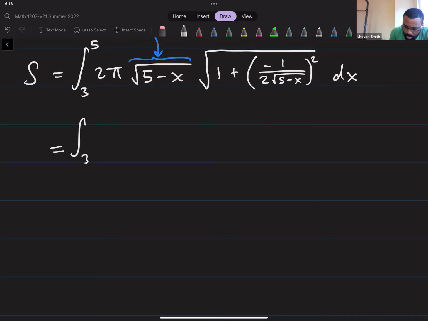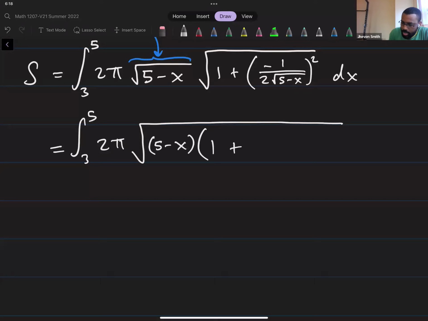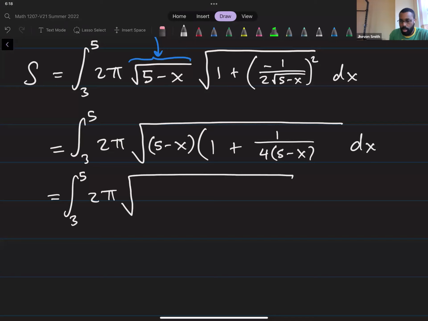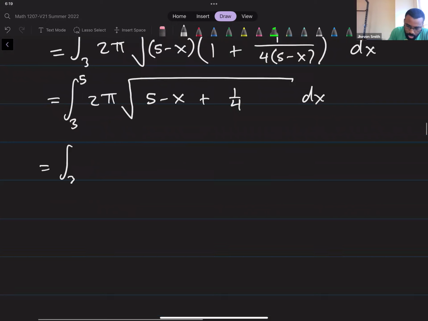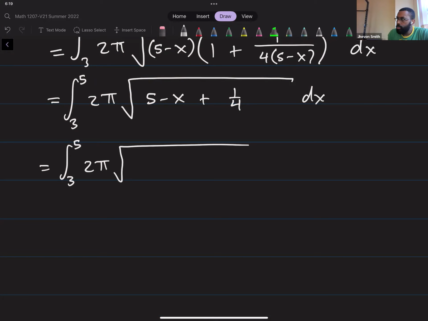Let's simplify this a little bit. I can put the whole thing under the radical. So there's a 5 minus x here, and then a 1 plus, if I square this, it's going to be 1 over 4 times 5 minus x. So I'm taking the second method of integration, the art of integration, where I try to simplify first. Now, if I multiply this out, I would get 5 minus x plus, multiplying that out, the 5 minus x's would cancel. I'd only be left with a quarter here. So I can take the 5, add the quarter. 5 is 20 over 4. So this would be 21 over 4 minus x.